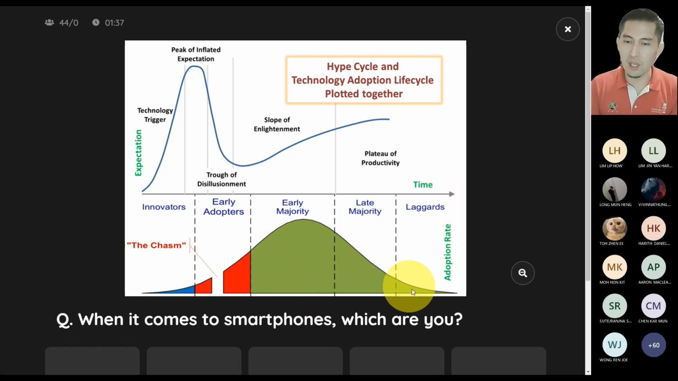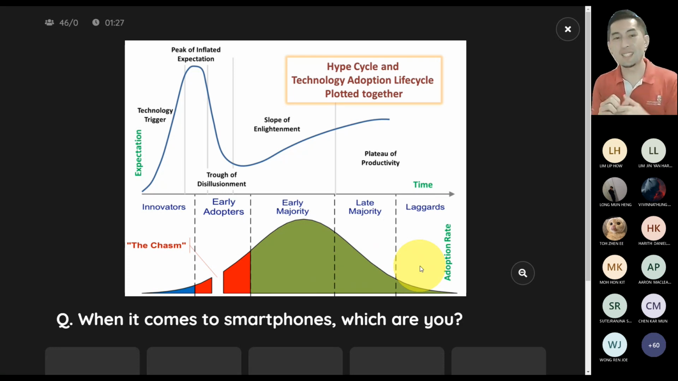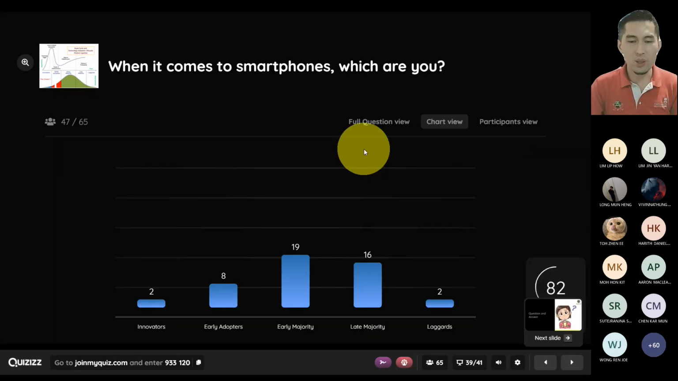Of course, I'm assuming none of you in class are laggards. Laggards are normally maybe the older generations who really don't see a need, like, oh really, I need a faster phone? Not exactly. I only use it for calling and FaceTime and video calls and so on. Yeah. So where do you sit in?